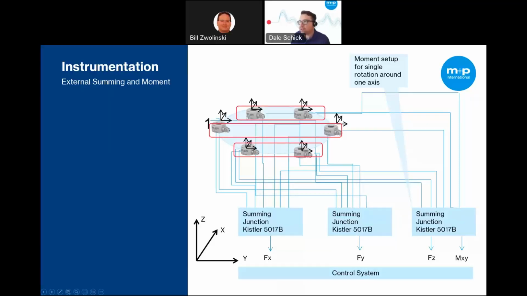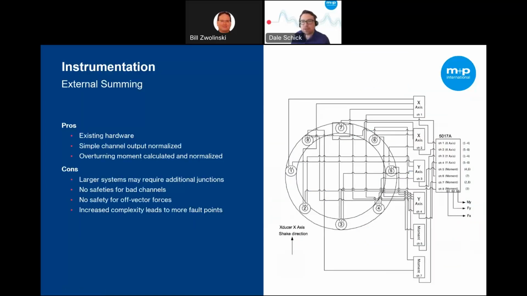So in this configuration, they all go to summing junctions, but as far as the z-axis goes, which would calculate the overturning moment in the vector of excitation, we would also get the overturning moment y, or z rather. External summing has the advantage of providing an independent hardware solution, because it calculates this outside of the controller and ultimately uses fewer control channels. However, the increased complexity can lead to more failure points, and individual cables must be independently verified prior to testing.